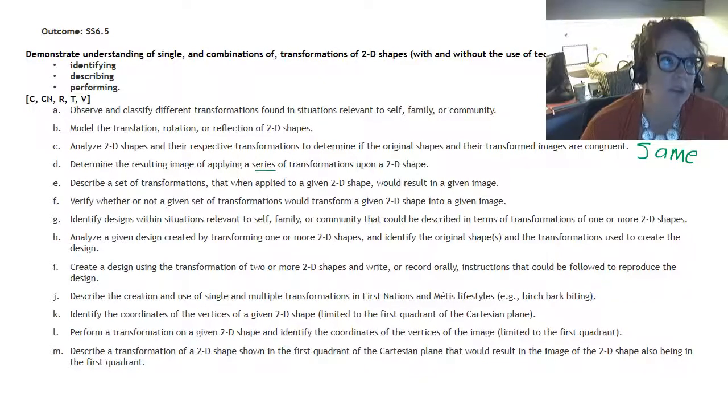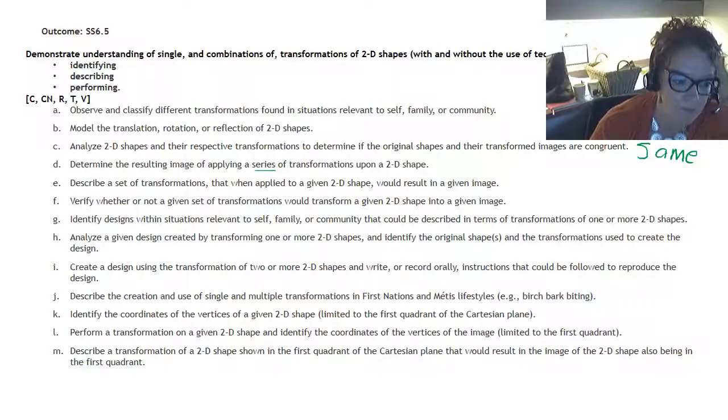So think about going on a hunt for treasure. You might tell the person that they have to go 4 spaces to the north and then 5 spaces to the east. So that's basically doing a translation, a slide. Describe the creation and use of single and multiple transformations in First Nation and Métis lifestyles. The one they've given here is birch bark biting, but we're actually going to look at beadwork.